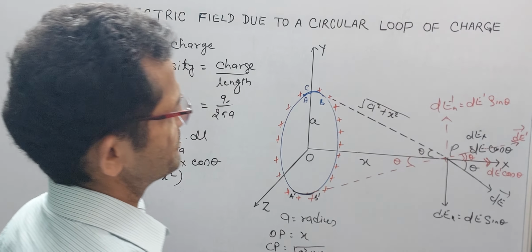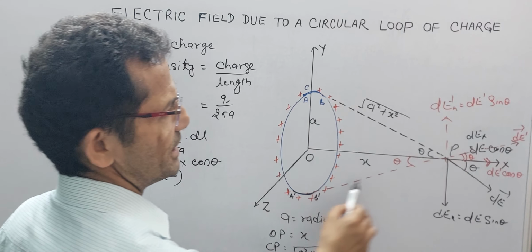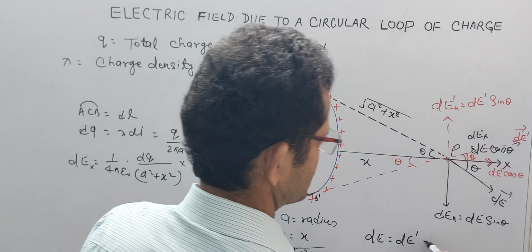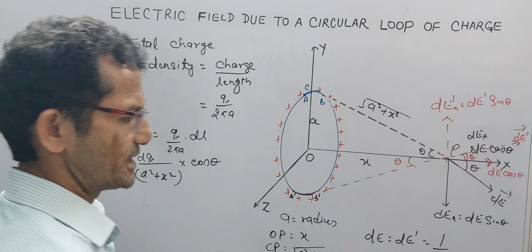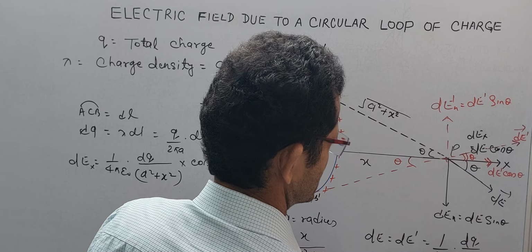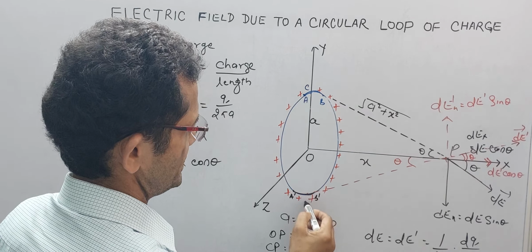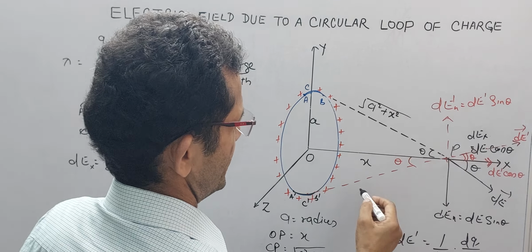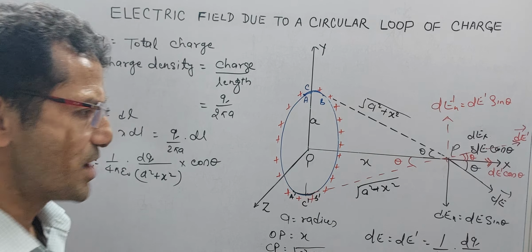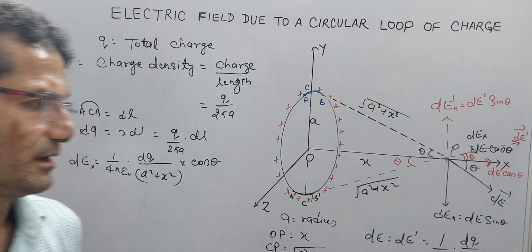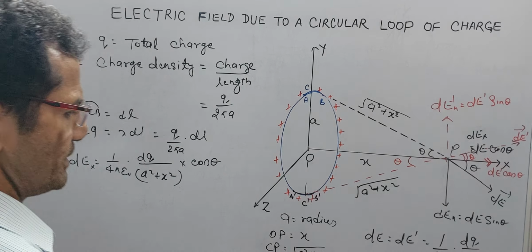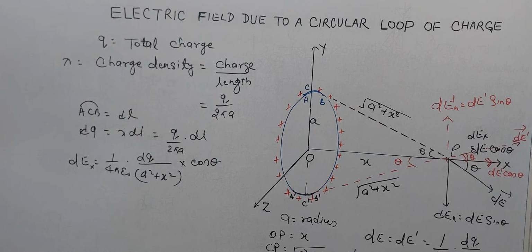Since the electric field produced by dE and the electric field produced by dE dash are both equal in magnitude, because they are at equal distance and carry the same amount of charge. So 1/4 pi epsilon naught, the charge will be the same, and the square of whether you take CP or C dash P will also be the same, a square plus x square, using the Pythagoras theorem on this triangle. So 1/4 pi epsilon naught multiplied by dq upon the distance CP square. Whether you take CP or C dash P, it will have the same value. So now this is the x component of this one.